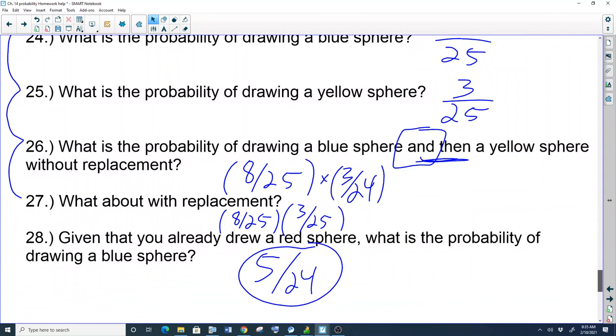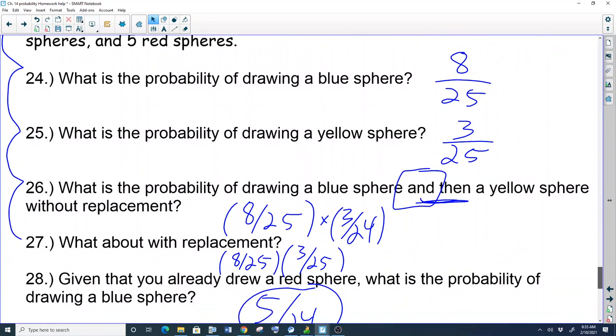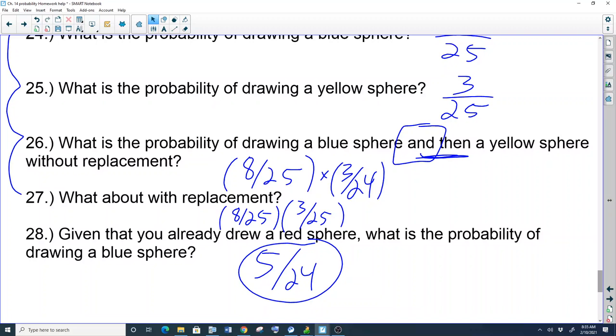This is for number 28. How many red spheres are there? Or is this different than your practice test? Maybe I changed it up. I can't remember. Is there 5 red spheres on your practice test? 5 red. And then is the question on number 28, given that you already drew a red sphere? Oh, what's probably drawing a blue sphere? Newbold. Oh, I meant to put one more little line on my 5. That's all. There we go.